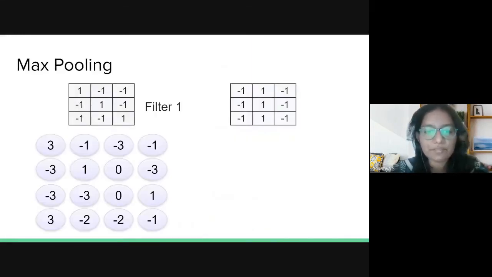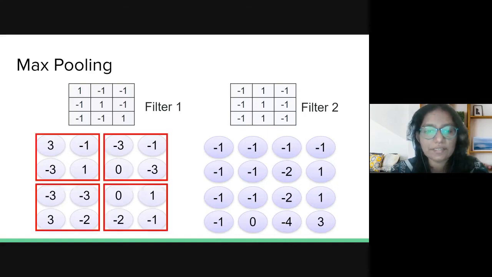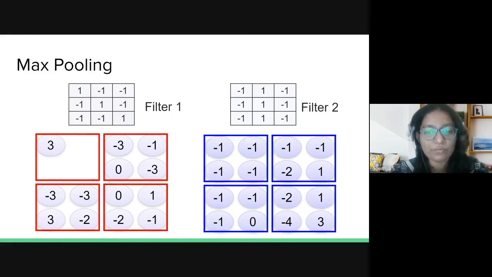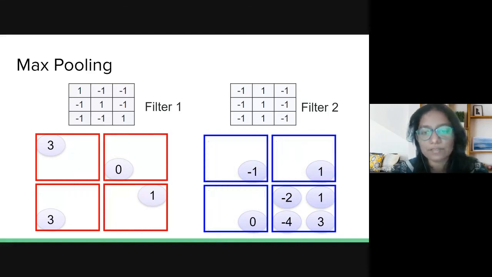So max pooling is very simple. We just take the max of subsets of your matrix. So we had a 4 cross 4 matrix. We will change it into a 2 cross 2 by taking the max. So we take 3, 0, 3, 1 and minus 1, 1, 0 and 3.